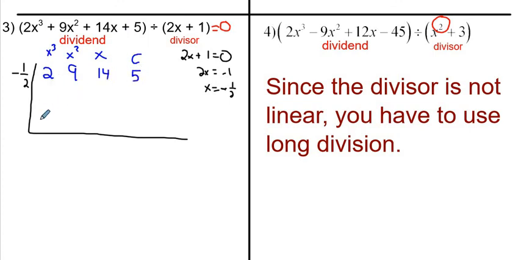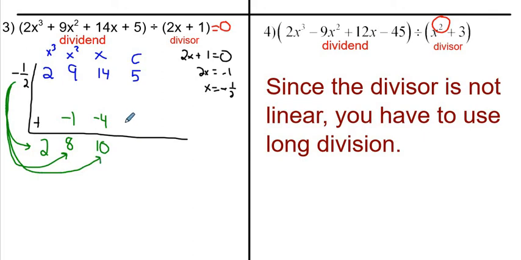So I'm going to add inside the box. 2 plus nothing is 2. And then don't be afraid. I'm not going to provide a fraction that's complicated. -1/2 times 2 is -1. 9 plus -1 is 8. So you can see what I did here where I gave you an example where the fraction plays nicely. So that's not the problem. -1/2 of 8 is -4. Add this together, and that'll give you 10. And then multiply by -1/2, and that will give you -5. And then 5 plus -5 is 0, which means I have no remainder.